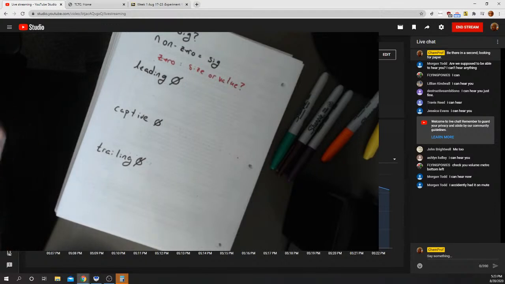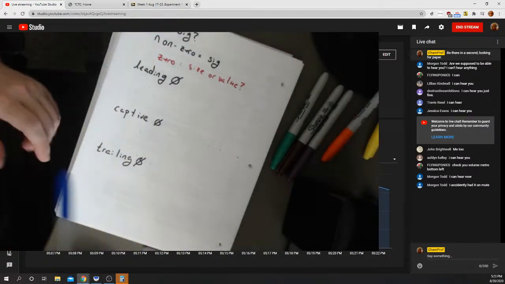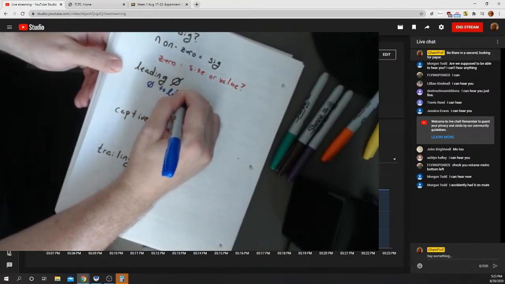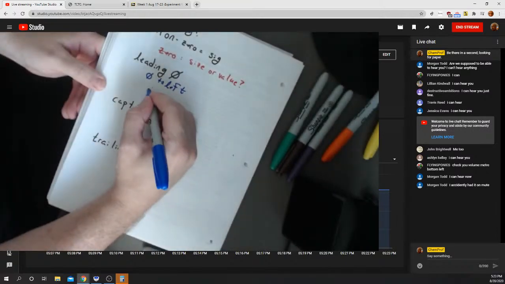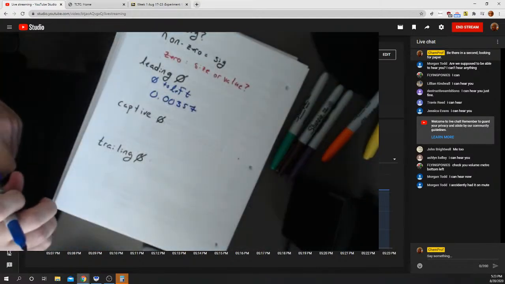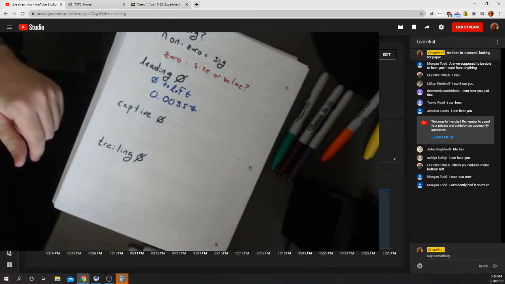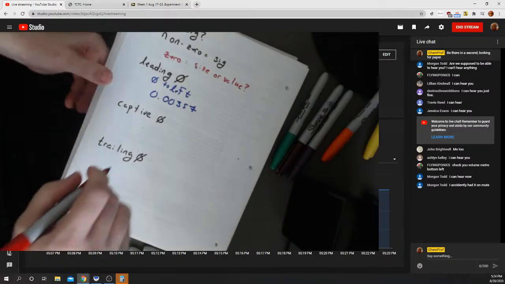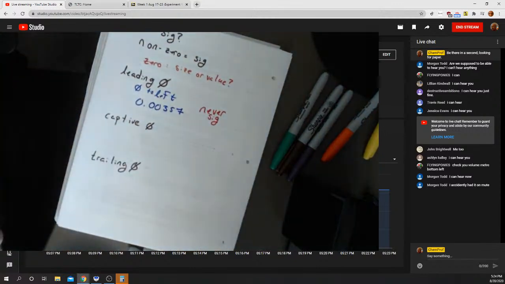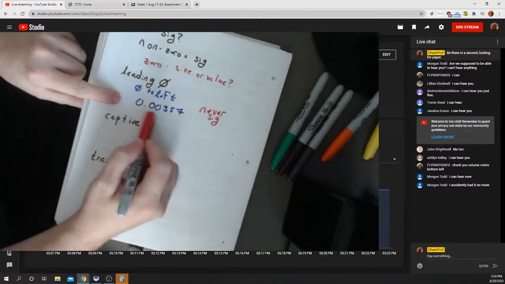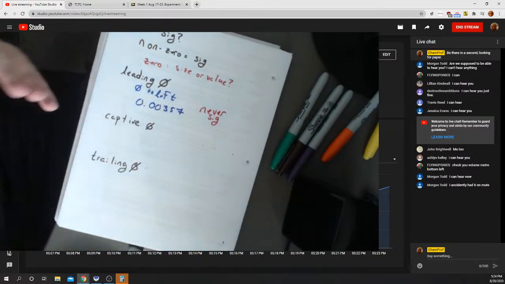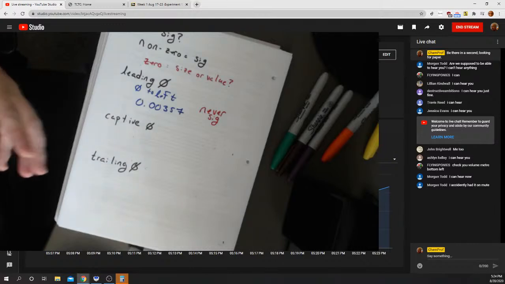So a leading zero is a zero to the left of the number, or a zero on the left-hand side. So 0.00357. Those are all leading zeros. And a leading zero is never going to be significant. A leading zero is only ever there to show that the number is small. Therefore, it's not part of the value of the measurement.